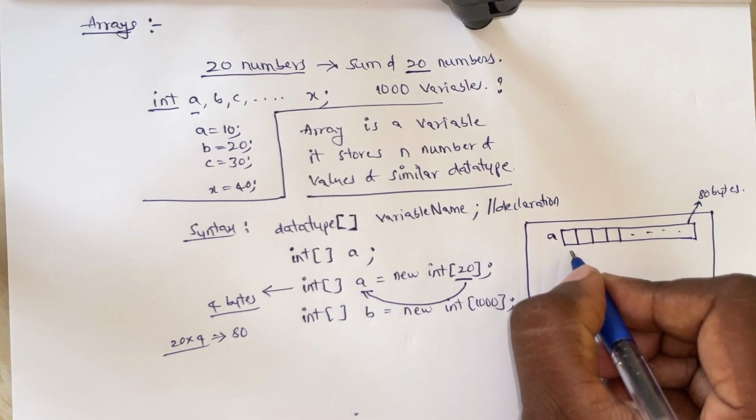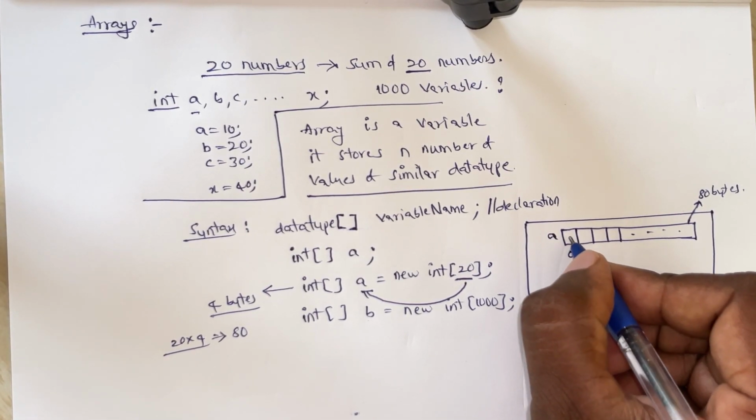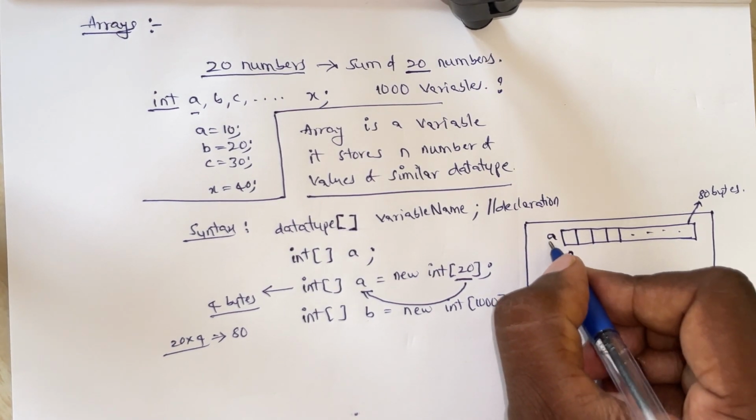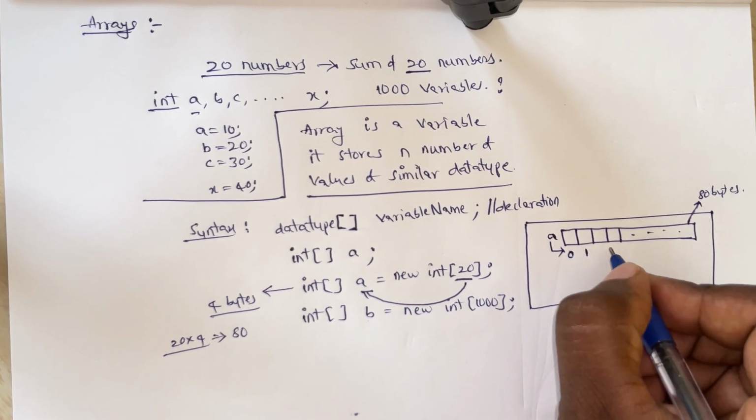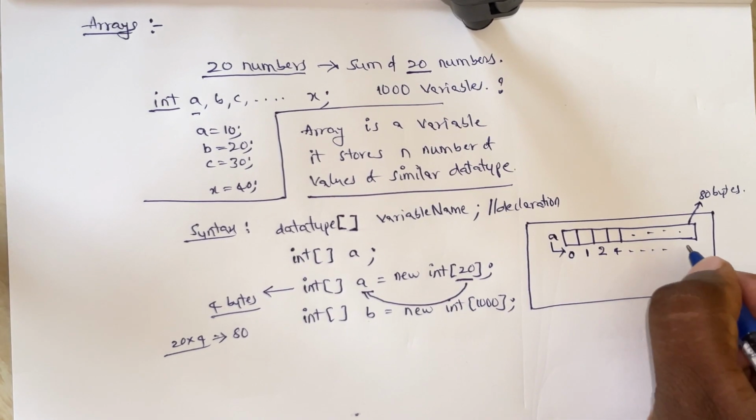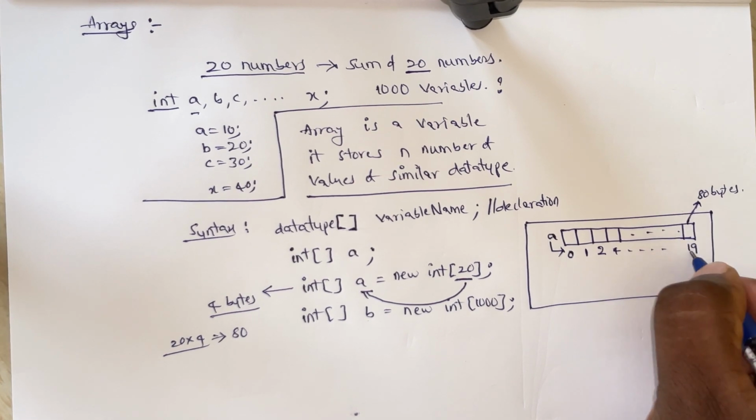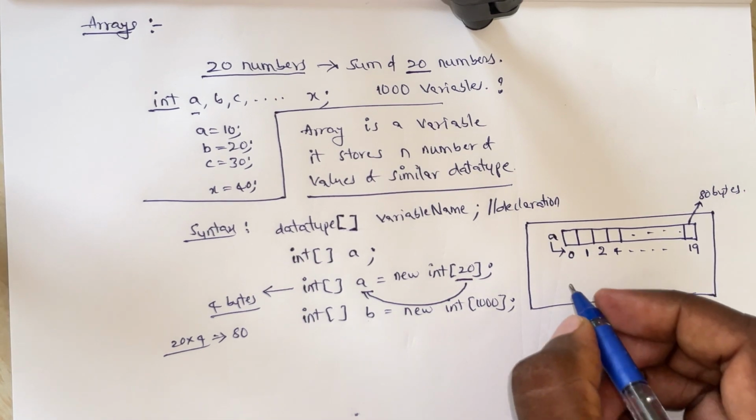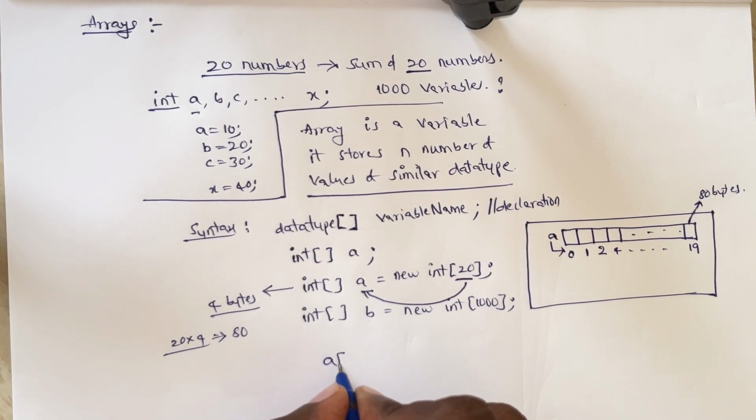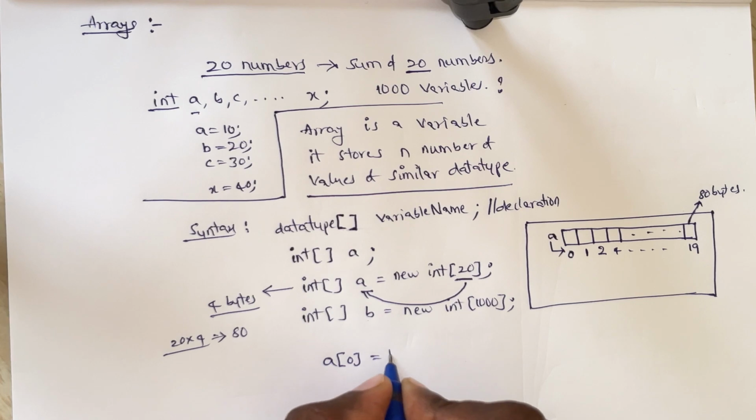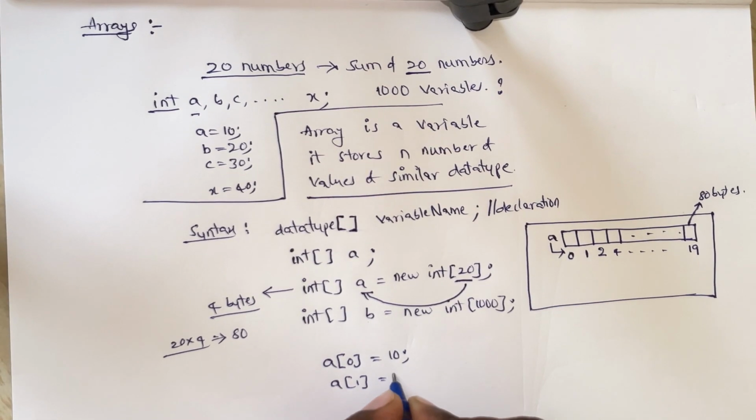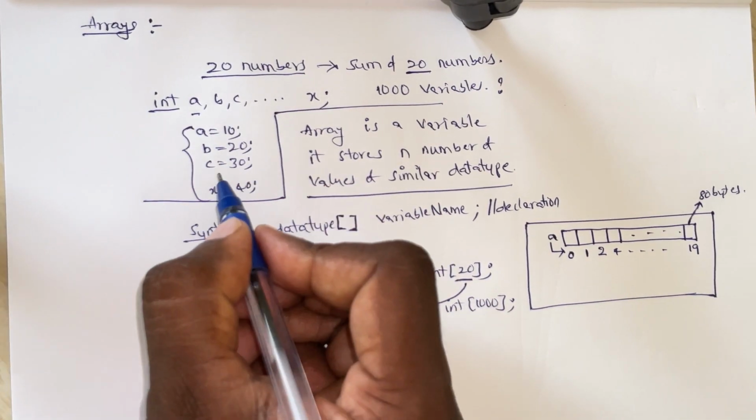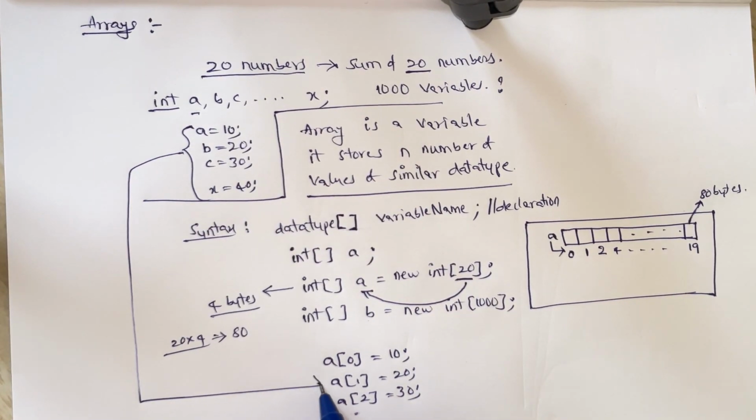The index always starts with 0. That means if I want to store any value or get any value from the first variable, then we will be using A[0], second value A[1], third value A[2], and so on. The last index will be 19 because it started with 0. With 19 it will be 20 variables. So how are we going to store a value in the 0th index? A[0] equal to 10, A[1] equal to 20, A[2] equal to 30. So whatever we are doing here, we are doing it like this.